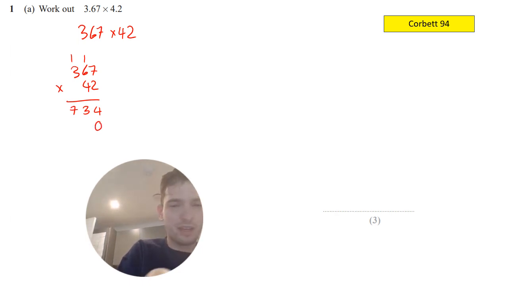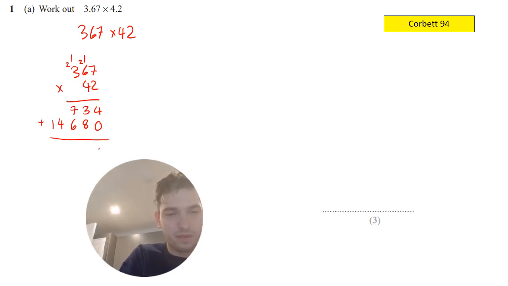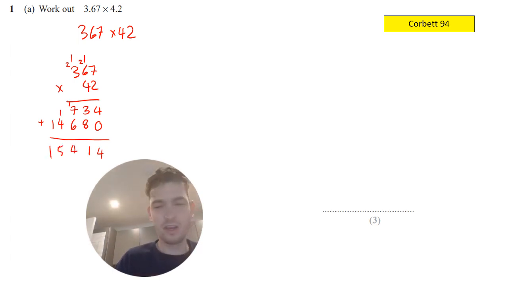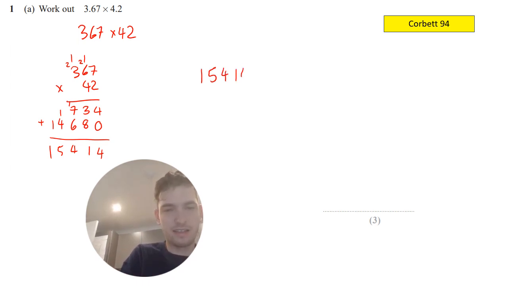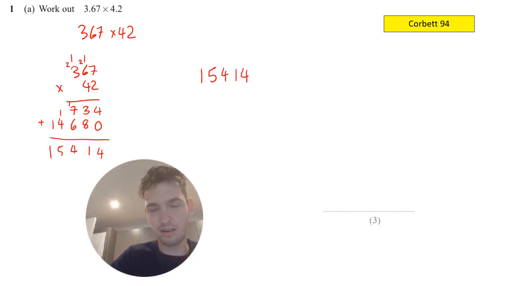Placeholder 0. Now we do 7 times by 4, 28. 6 times by 4, which is 24, plus the 2 is 26. 3 times by 4 is 12, add the 2 and it's 14. When we add these two columns, we get 4, 1, 4, 5, and 1. So the answer that we get is this thing here, but that's not obviously our real answer.